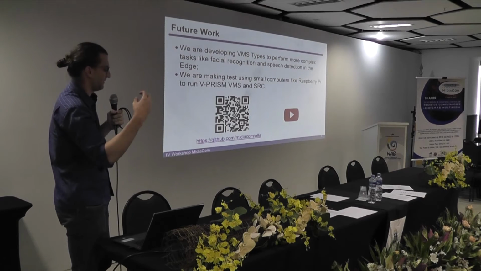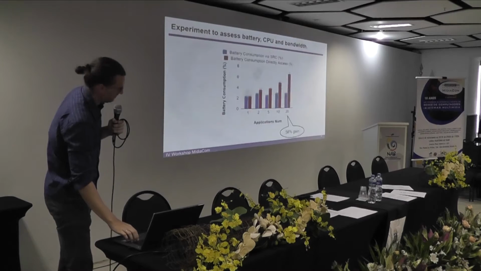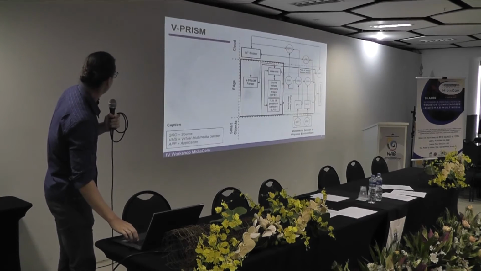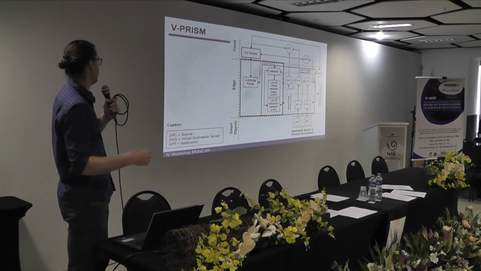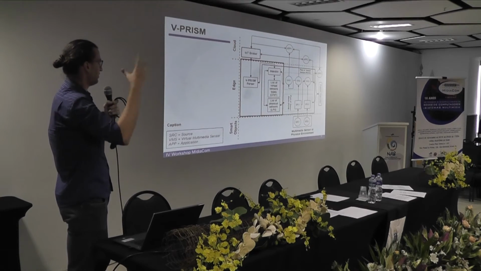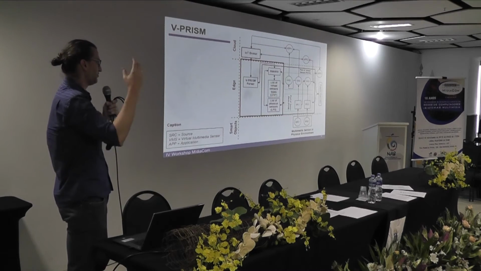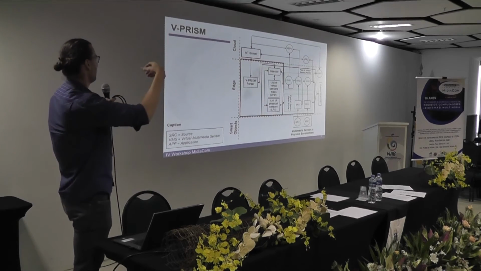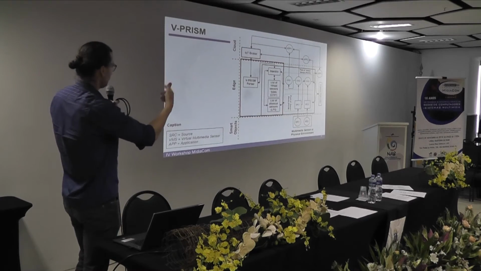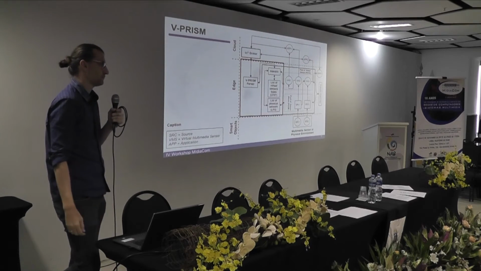Each VMS is running inside Docker, and we can deploy it in different edge nodes. It doesn't need to stay in only one single node. For example, we can have VMS 2 in one edge and VMS 1 in another edge. Thank you.